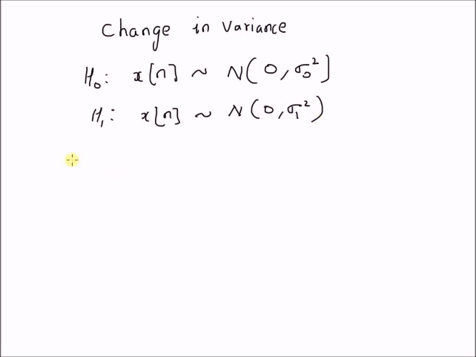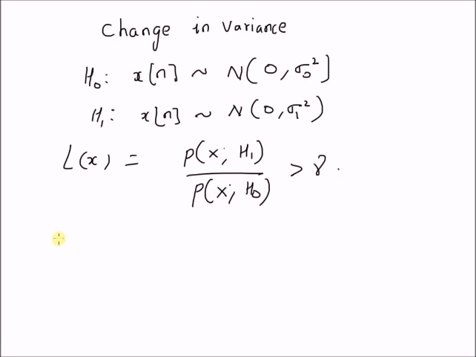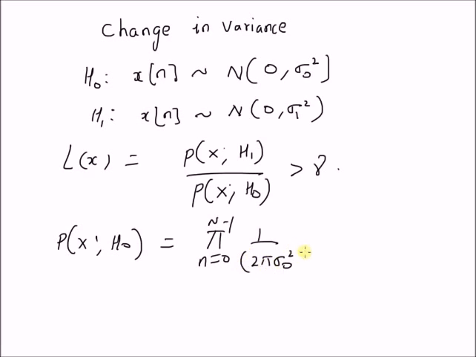So, the likelihood ratio test is the probability distribution of x under the alternate hypothesis over the probability distribution under the null hypothesis is greater than the threshold gamma. Clearly, the probability distribution of the observation vector x under the null hypothesis is equal to the product n equal to 0 to n minus 1 of the probability distribution of each observation, which is (1 by 2 pi sigma square naught) power 1 by 2 exponential of minus x square of n over 2 times sigma square naught.